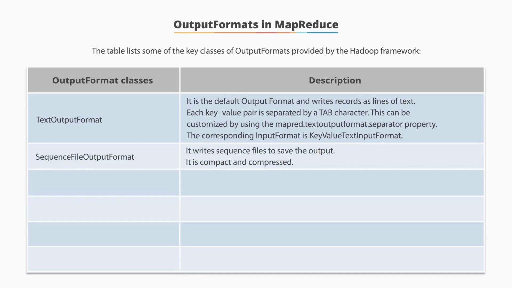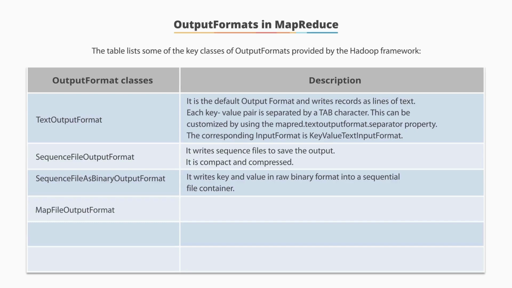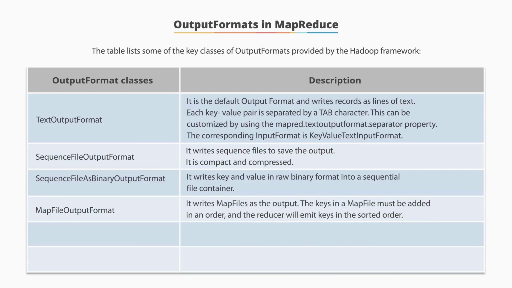Sequence file output format writes sequence files to save on output space. This represents a very compact and compressed version of normal data blocks. Sequence file as binary output format is responsible for writing key-value pairs that are in raw binary format into a sequential file container. And map file output format writes map files as the output.